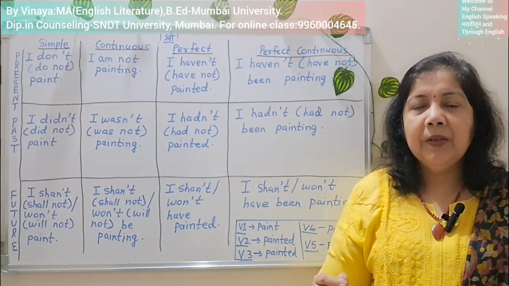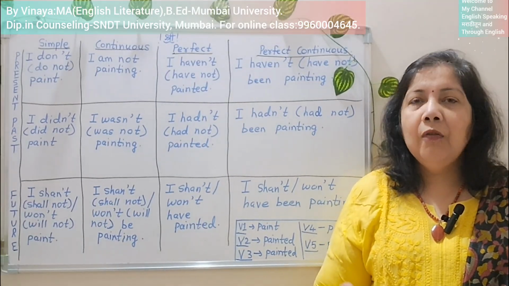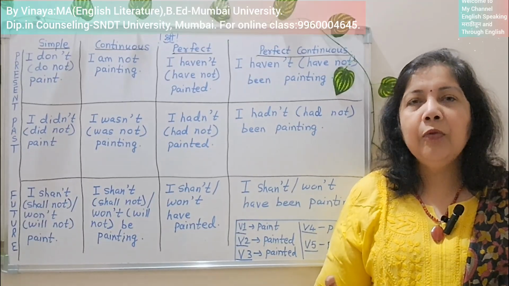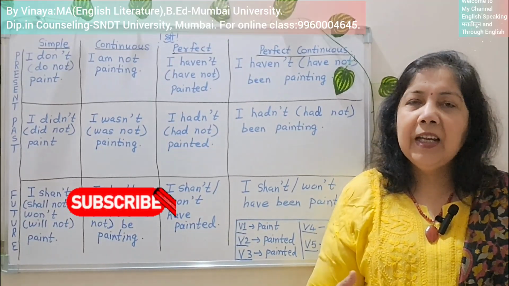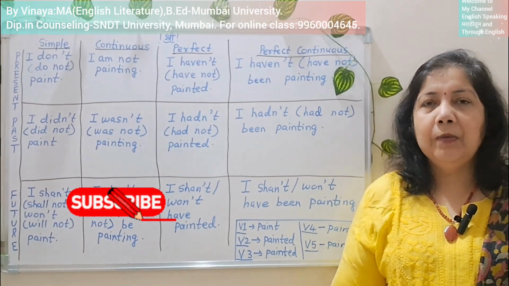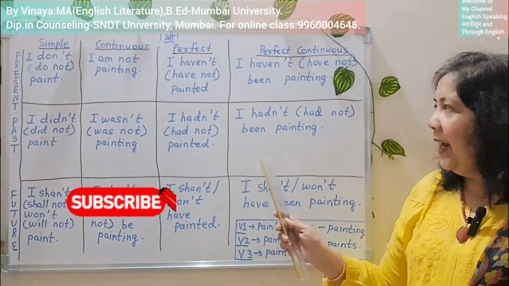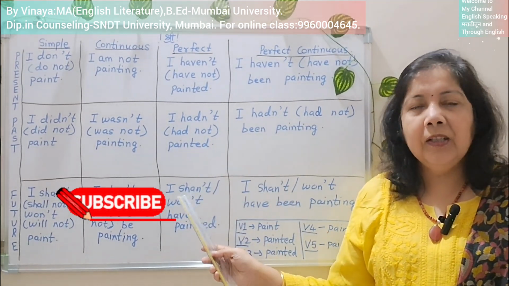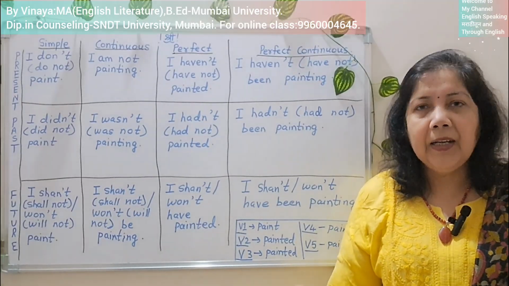Same way, verb has 5 forms. Forms of verbs 1, 2, 3, 4 and 5. And we can say them like V1, V2, V3, V4 and V5. V for verb. Okay. So, paint is the verb which I have taken over here. So, let us see the 5 forms of paint.